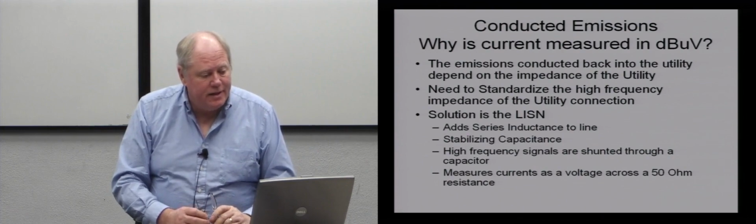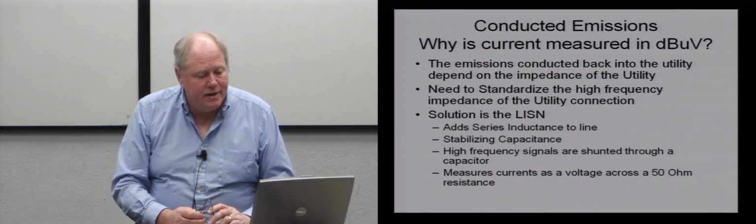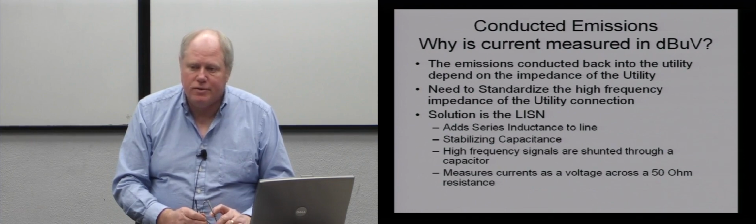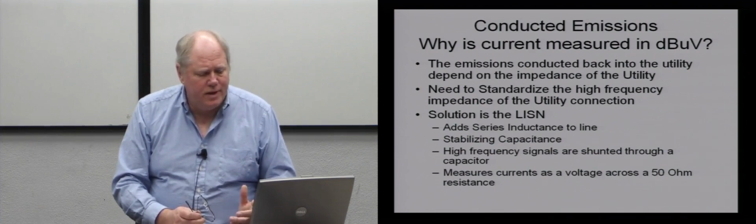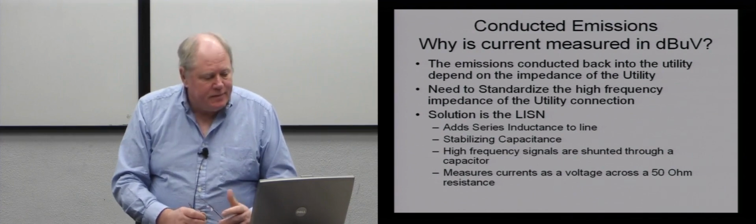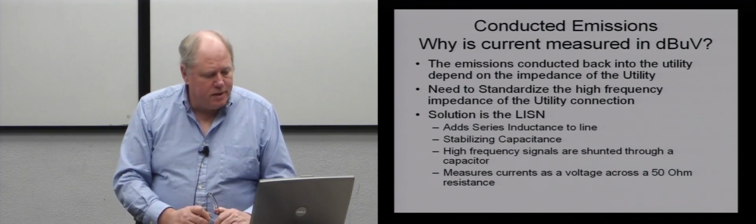Another thing that shows up in EMI all the time is your conducted emissions. This is current. It's measured in this unit that they call dB microvolts. Why would you measure current with a voltage? Because that's the way they wrote the specs.